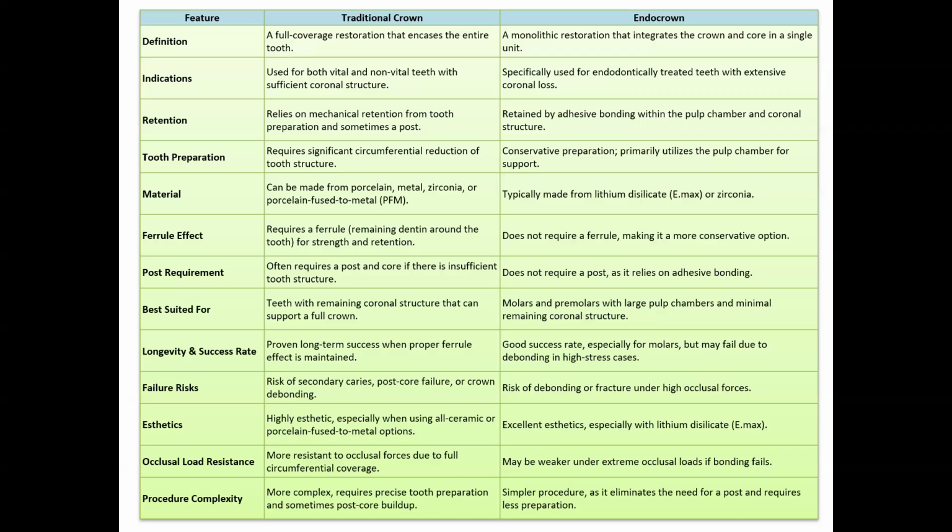Procedure complexity: a traditional crown is more complex, requiring precise tooth preparation and sometimes post-core build-up. Whereas the endocrown is a simpler procedure, as it eliminates the need for a post and core and requires less preparation.